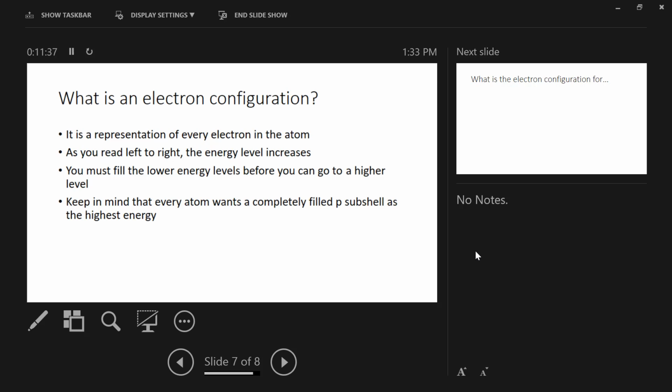You want to put this into practice? But first we need to answer this question: what is an electron configuration? See first point. It's a representation of every electron in the atom. The rest of the information on this slide is to help you know where all the electrons go.